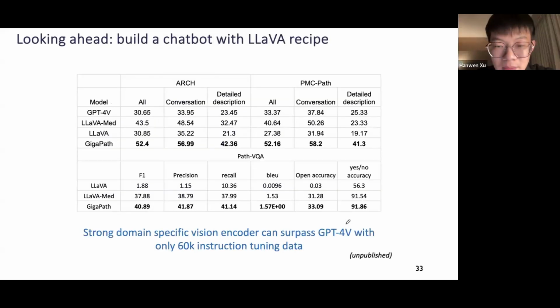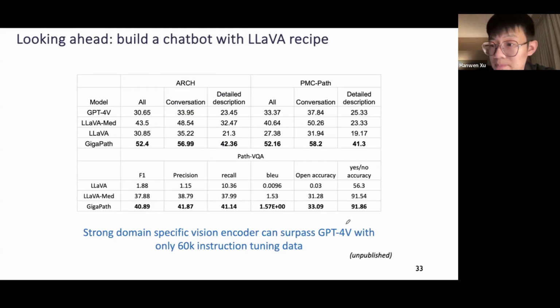Yeah, so maybe I will quickly go over the remaining slides as we are running out of time. We also try to apply this model to a vision language model. We use the LLaVA recipe to make the model a chatbot, and after we get this chatbot, it can interact with clinicians, which is maybe a more user-friendly interface. So we do some VQA tasks here. Those are also preliminary results.